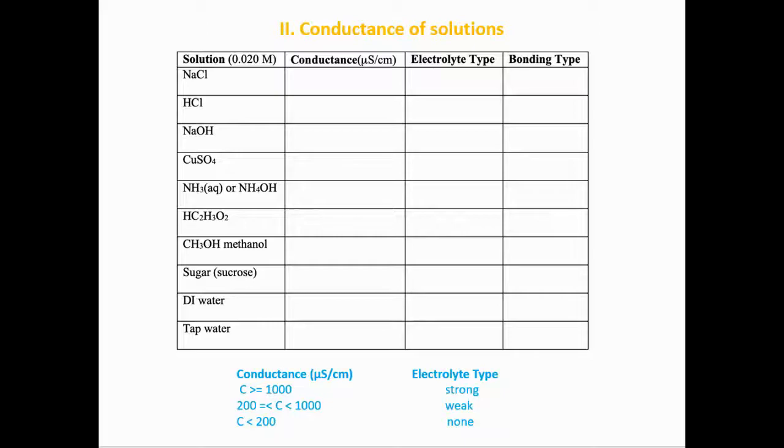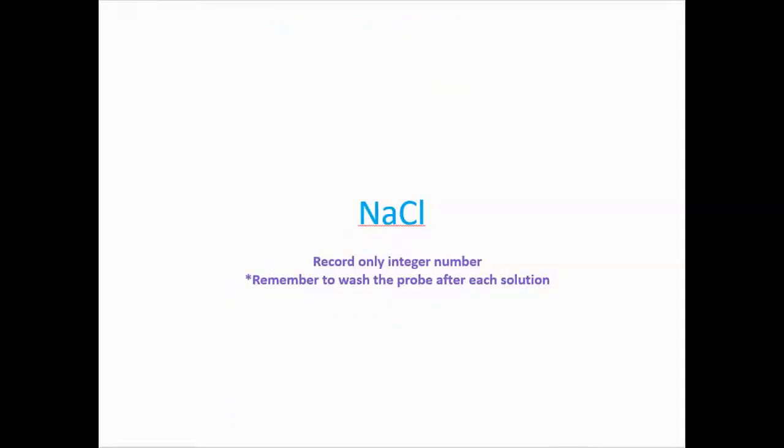Since the range of conductance is very large, recording a varied measurement does not have a significant effect on the data. First, you will use sodium chloride. Remember to record only the integer number when measuring the current. Also, wash the probe after each solution.